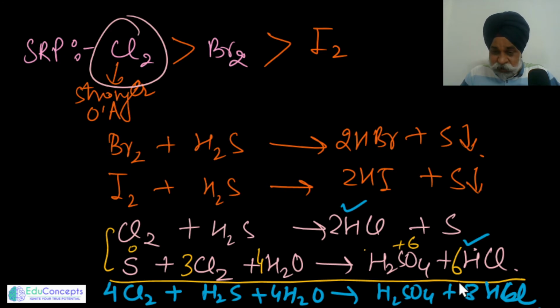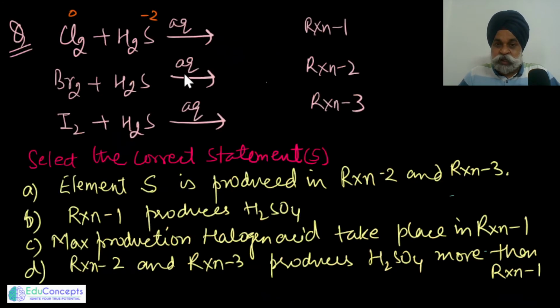So it's an interesting question, where you have to see that chlorine is behaving as a stronger oxidizing agent. Bromine and iodine do oxidize sulfide to sulfur, but they would not be able to oxidize further to take it to the sulfate ion. So this is a very important question. What answer do we get here? We need to see the correct statement, unlike the previous question where we had to select the incorrect one. Elemental sulfur is produced in reactions 2 and 3. Yes, it is perfectly right.